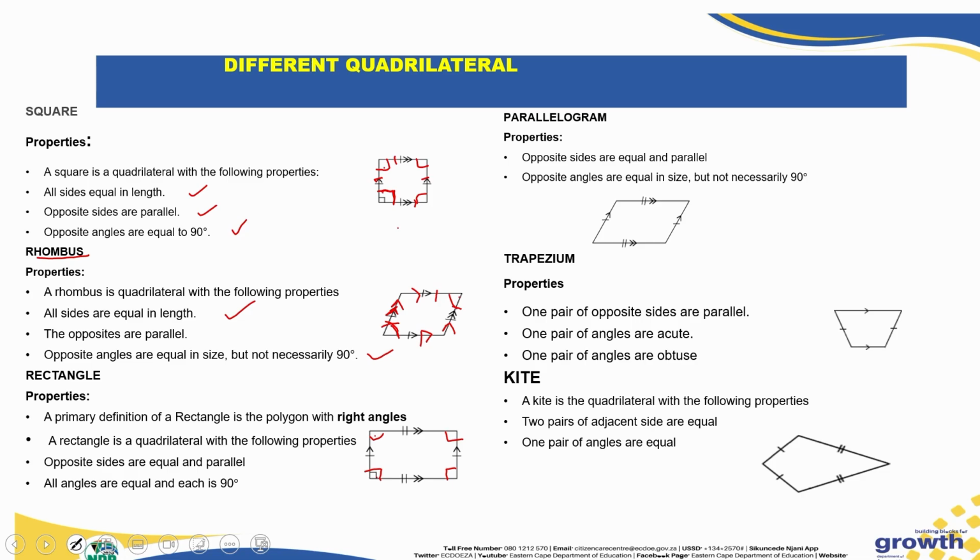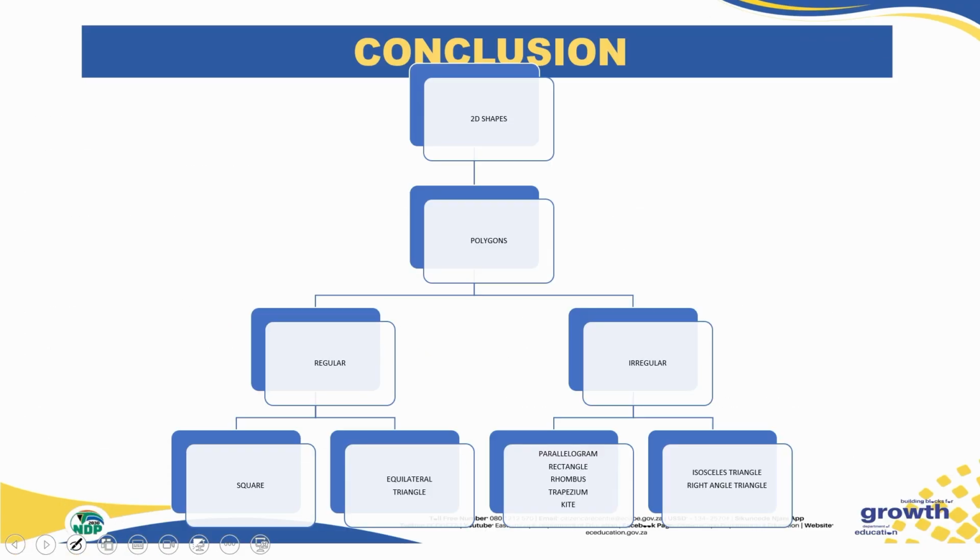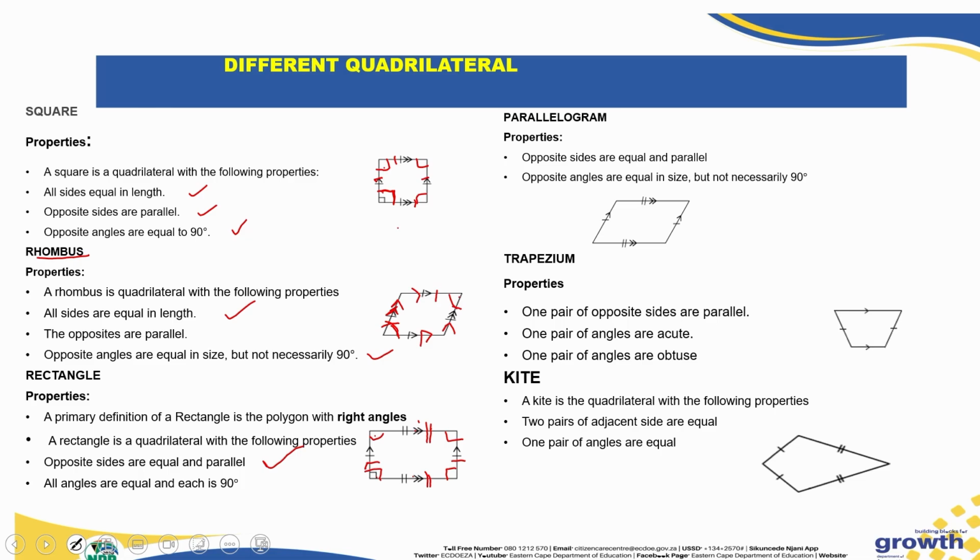Now, the rectangle is having opposite sides which are equal and parallel to each other. This side is equal to that one, and this side is parallel to that one. This side is equal to the opposite side, and they are parallel to each other. And it also has angles that are 90 degrees. Therefore, it means a square is a rectangle, but a rectangle will never be a square.